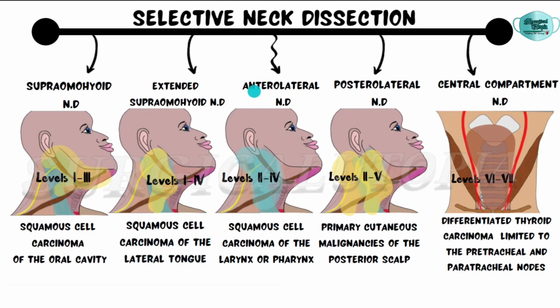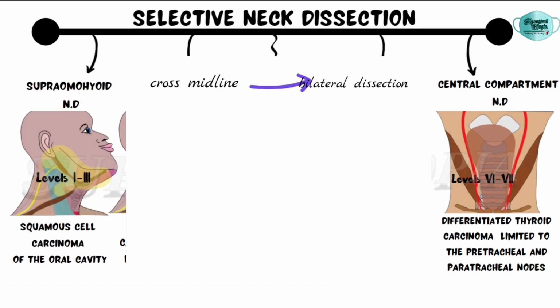The third type is the anterolateral neck dissection or lateral neck dissection, in which levels 2, 3 and 4 are removed. This is indicated in patients with squamous cell carcinoma of the larynx or pharynx, and dissection is done on the side of the lesion. It can be done bilaterally if the primary tumor crosses the midline.